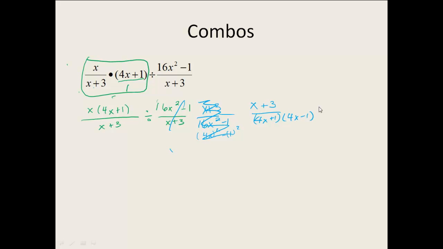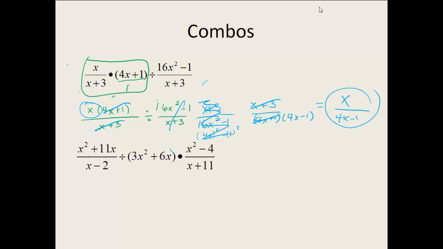So now I've got to see if I can cancel anything out. There we go. And I've got a 4x plus 1 on top and a 4x plus 1 on bottom. I've got that x plus 3 and that x plus 3. And that looks like it's it. So I am left with on the top just an x from right there. And on the bottom I'm left with 4x minus 1.